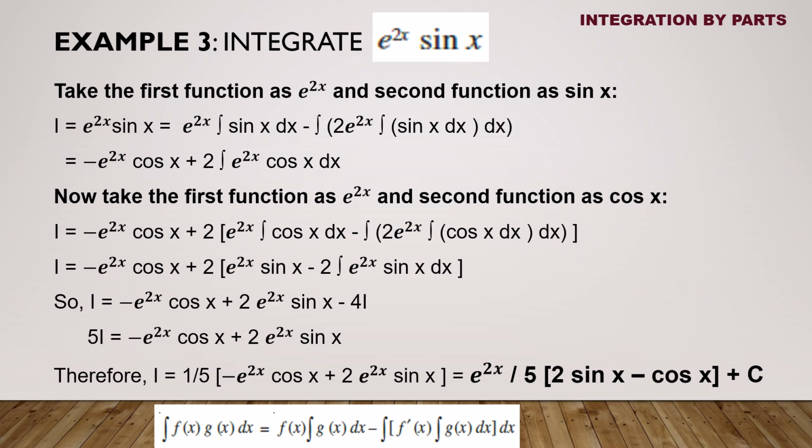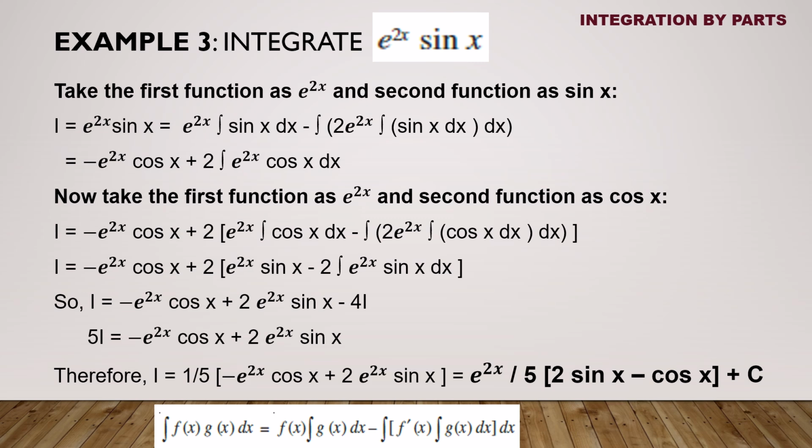So I is equal to first term as it is minus e raised to 2x cos x plus 2 into, now the second term, in that we have taken the first function as e raised to 2x. So e raised to 2x into integral of second function which is cos x minus integral of derivative of the first function, it is 2 e raised to 2x into integral of cos x.